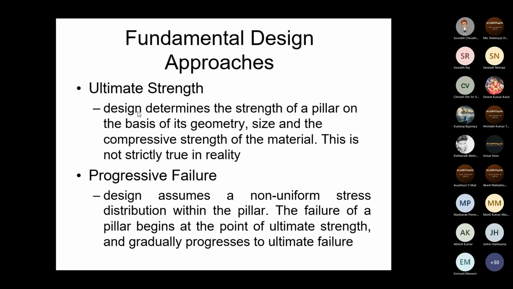So, ultimate strength design and progressive failure design, you just remember. What is the ultimate strength? We are considering that there is only one strength of the pillar. Only one strength means we can find out only one strength for a particular pillar. Whereas the progressive failure theory says that no, the pillars do not fail in one go, they fail in a sequential manner.